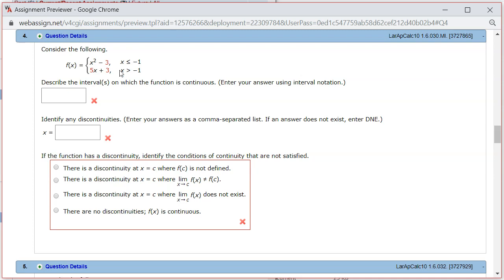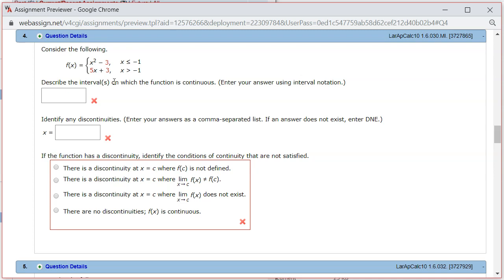So let's say left-hand limit. If you're approaching from the left, you have to use the top formula. So if you plug in -1, x is approaching -1, so it's (-1) squared, which is 1, minus 3. That gives you -2, sorry. But if you're approaching from the right, you have to use the second formula. If you let x go to -1, so -5 plus 3, which gives you, again, -2.